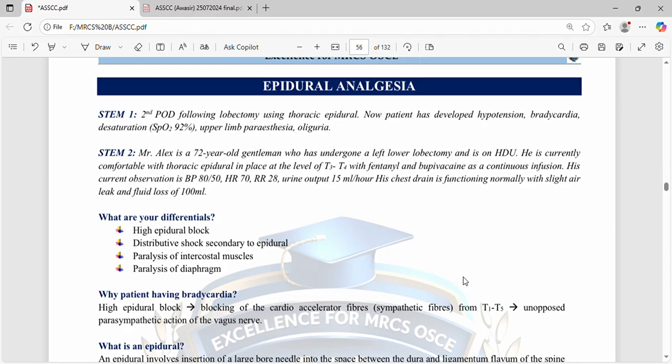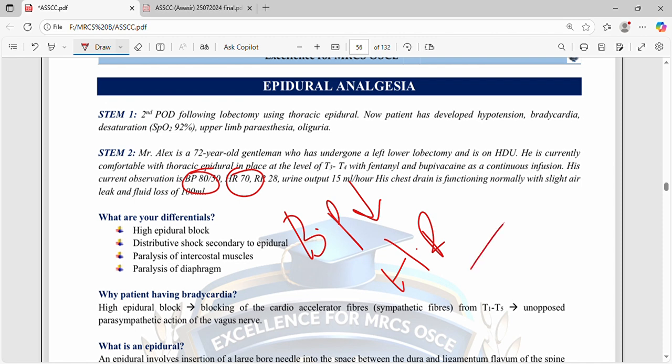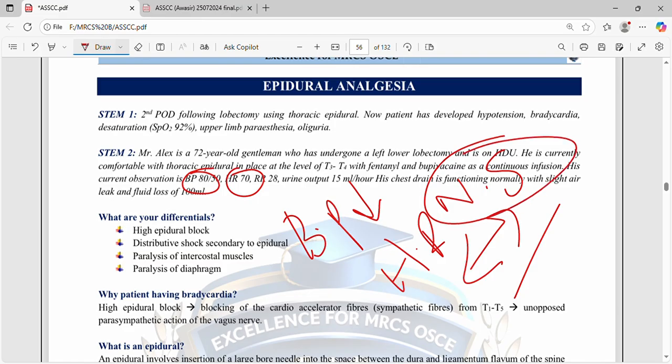Okay, so here is a point. The patient has low BP, but the heart rate is normal. So how is this possible? Yes, this is possible. This is neurogenic shock. So high epidural block leading to neurogenic shock or distributive shock secondary to epidural, and paralysis of intercostal muscles and paralysis of the diaphragm, because he is desaturating.